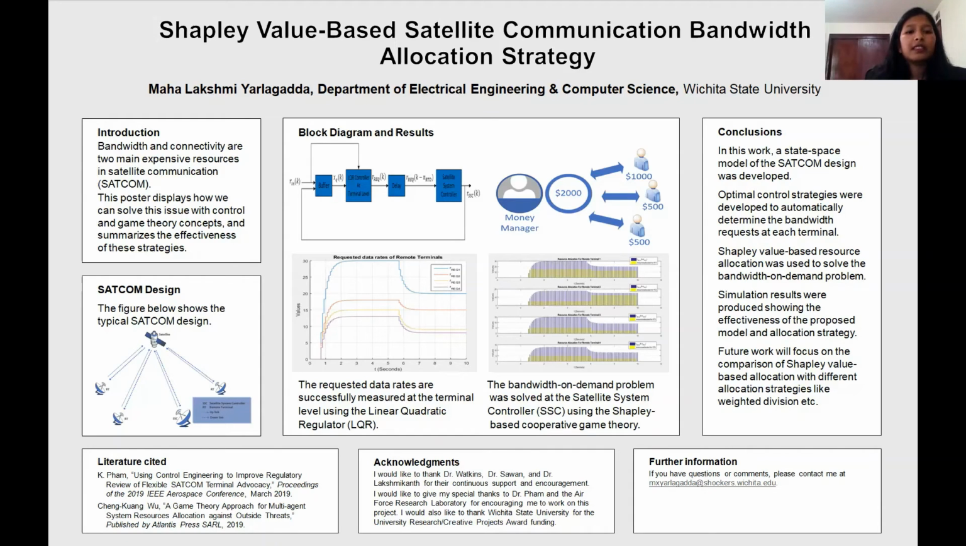This figure indicates that using LQR techniques, we are able to dynamically determine the requested data rates of 4 different remote terminals. The x-axis represents the time, and the y-axis represents the requested data rates. And this figure over here shows that we are able to successfully distribute the bandwidth resources to 4 different remote terminals. The blue lines over here represent the requested data rates, and the yellow lines represent the distribution.